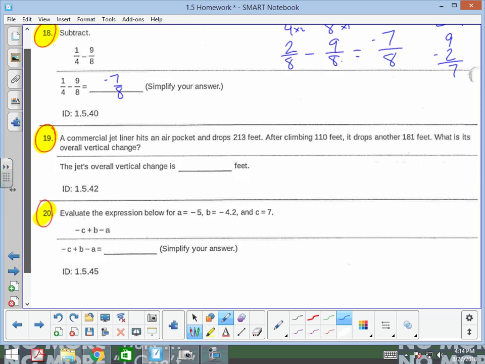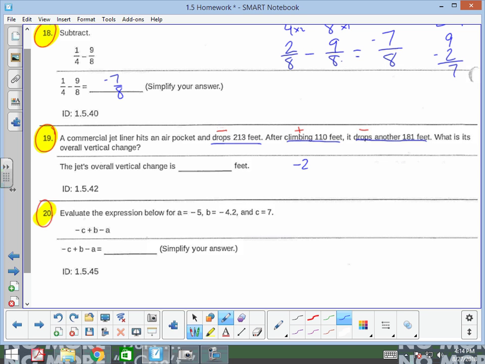All right, number 19. A few word problems here. Just one. A commercial jetliner hits an air pocket and drops 213 feet. That drop word means that's a negative number. After climbing 110 feet, so climbing is positive, it drops another 181 feet. Whew, I wouldn't like that. Okay, so that's a minus sign. So we're going to take negatives. I want you to show your work on this one. Show what you're writing, what you're adding and subtracting.